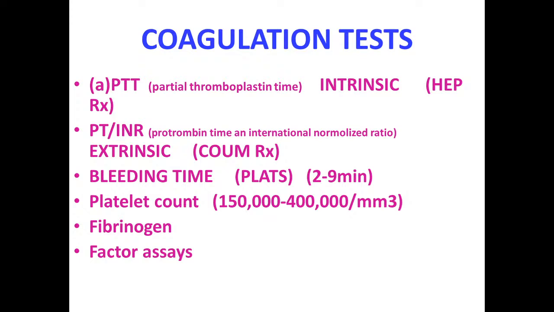Coagulation tests are very important and include these parameters: partial thromboplastin time, prothrombin time, and international normalized ratio, extrinsic pathway criteria, bleeding time, platelets and platelet count, fibrinogen, and factor 10A.